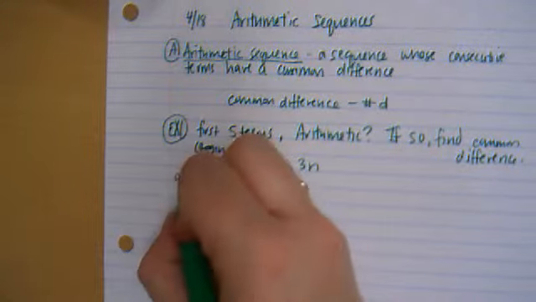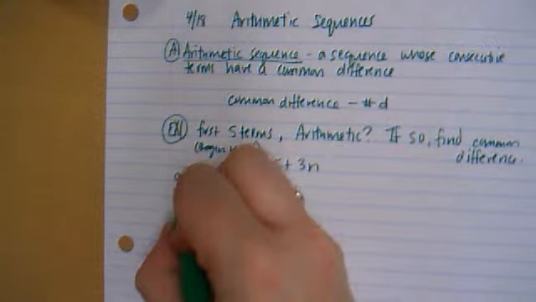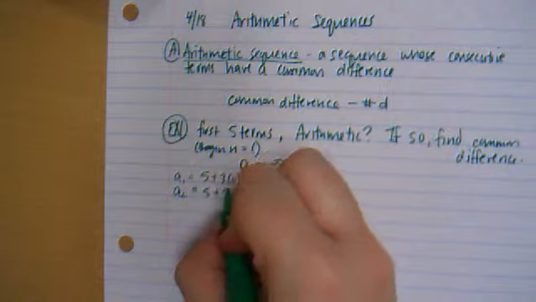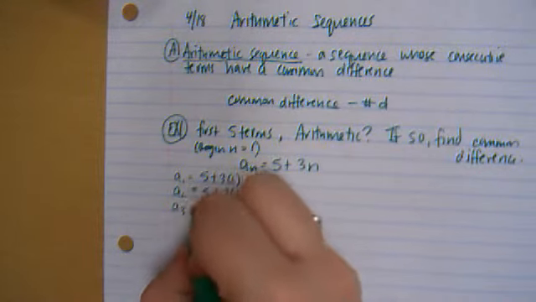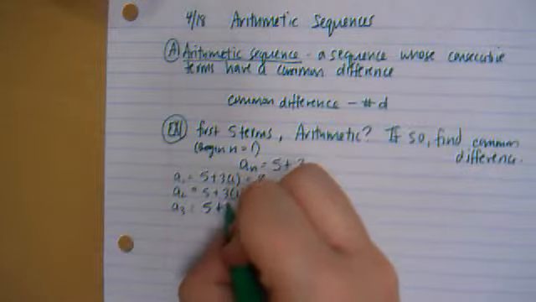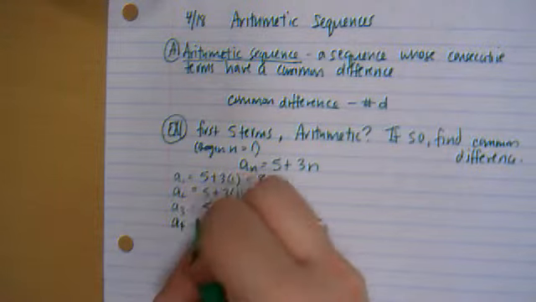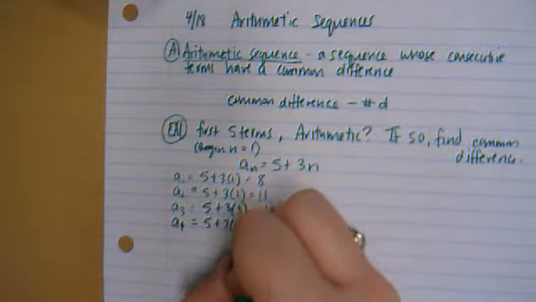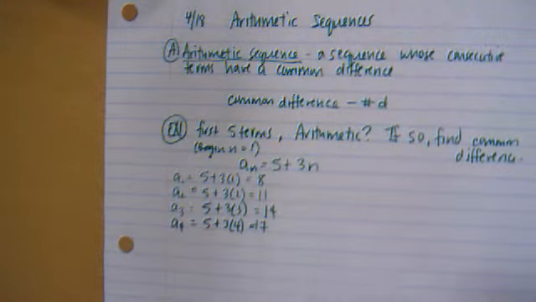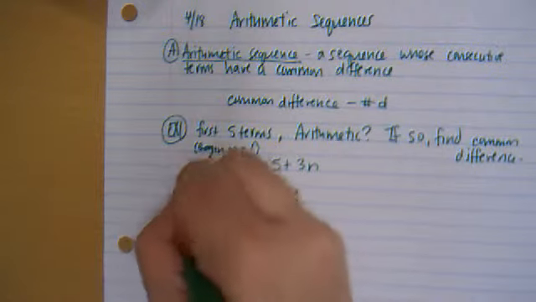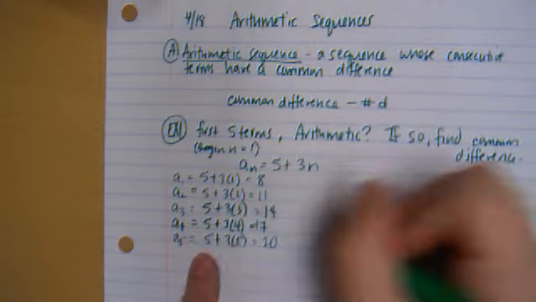Okay, so a1 equals 5 plus 3 times 1, so that's 8. a2 equals 5 plus 3 times 2, so 5 plus 6 is 11. a3 equals 5 plus 3 times 3, so 9 plus 5 is 14. a4 equals 5 plus 3 times 4, so 12 plus 5 equals 17. And a5 is 5 plus 3 times 5, so 15 plus 5 is 20.